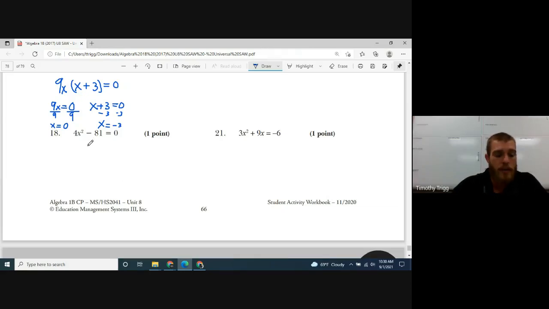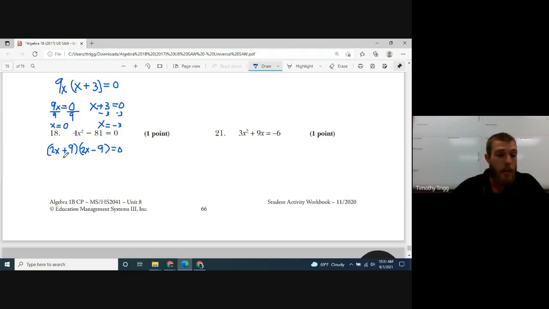For this next one, number 18, hopefully you recognize that this is a difference of two squares. So we can factor it. So the first term is a perfect square. Right? We could write this as 2x times 2x. We could write this one as a perfect square. That's 9 and 9. One gets a plus, and one gets a minus.